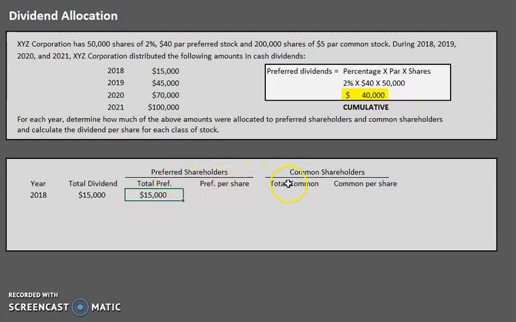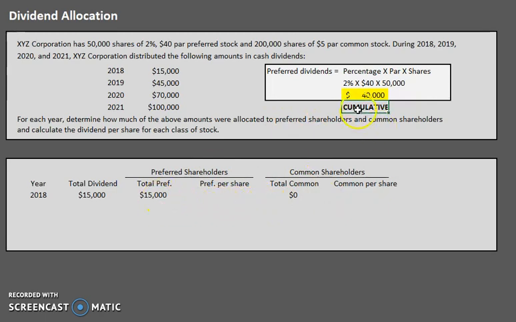Right now, let's focus on totals for preferred and common. So if $15,000 of that total dividend went to preferred shareholders, how much is left over for common? Unfortunately, zero. So our common shareholders are not going to be receiving any of that $15,000 this first year. They do not get a dividend. Now, let's talk about how this cumulative is going to come into play.